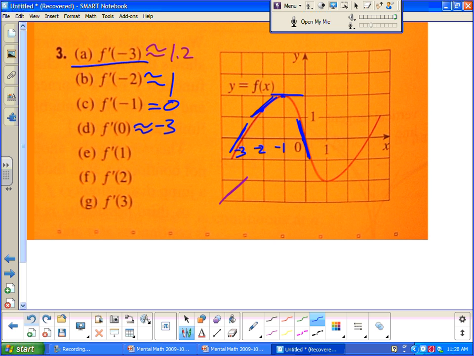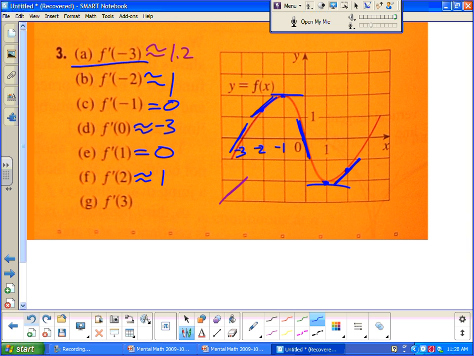F of 1. Oh, again, only one answer I'd accept. 0. At the minimum, it bottoms out. It definitely has a derivative. F prime of 2. Boy, exactly. Does everybody agree? I might go approximate, but it is super close to 1.